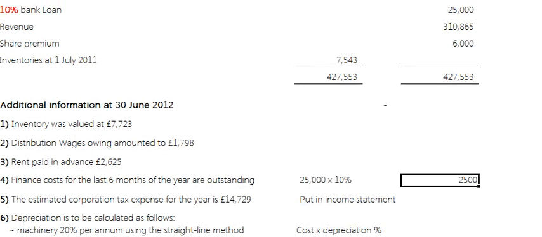Corporation tax expense for the year is 14729. As it says there, just put it straight in the income statement.